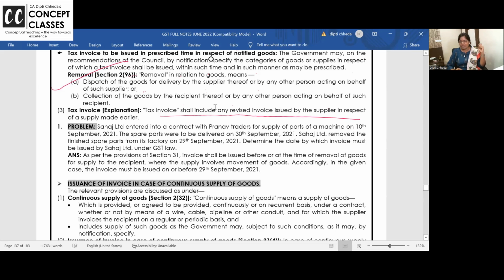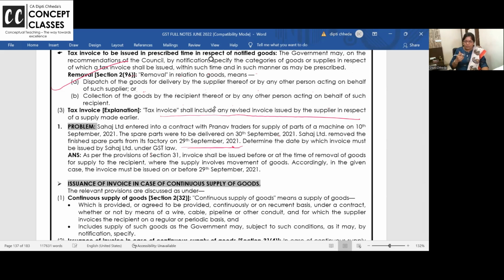The answer is written so that you write this language in the exam. Chheda Limited entered into a contract with Pranav Traders for supply of machinery on 10th September. Spare parts were to be delivered on 30th of September. Chheda Limited removed the goods on 29th September ताकि 30th को उसको मिल जाए. And this agreement was decided on 10th only. Determine the date by which invoice must be issued: 29th September.